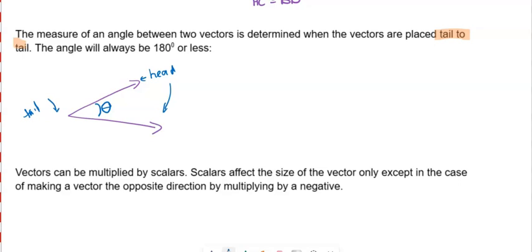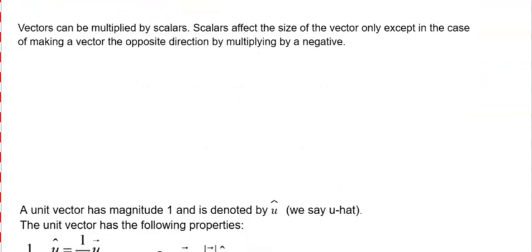Vectors can be multiplied by scalars. Scalars can affect the size of the vector only, except in the case of making a vector the opposite direction by multiplying by a negative. So let's look at an example. Let's say we have vector V, and let's say we wanted 1/2 V. Well, that'll just be the vector that is 1/2 of V.